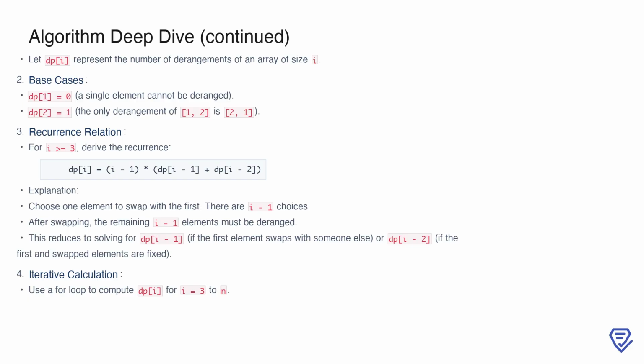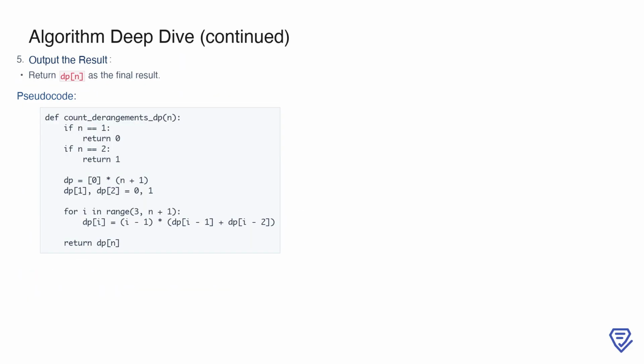Using this relation, we can compute dp[i] iteratively for all values up to n. Once the recurrence relation is defined, the implementation becomes straightforward. We initialize the base cases, dp[1] equals 0 and dp[2] equals 1. Using a loop, we calculate dp[i] for all values from 3 to n based on the recurrence formula. Finally, the value of dp[n] gives the total number of derangements for an array of size n.